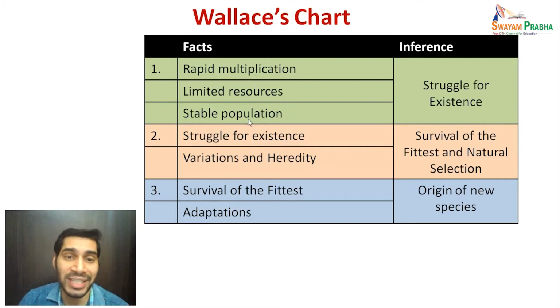The inference from these three is that there must be some struggle for existence. And since there is struggle for existence, due to existing variations and heredity, the one which is the fittest will survive, and thus natural selection will operate. Because of the survival of the fittest, due to adaptations, there will be origin of new species. So, the Wallace chart is similar to what we discussed in case of Darwin. But remember, this was an independent theory.